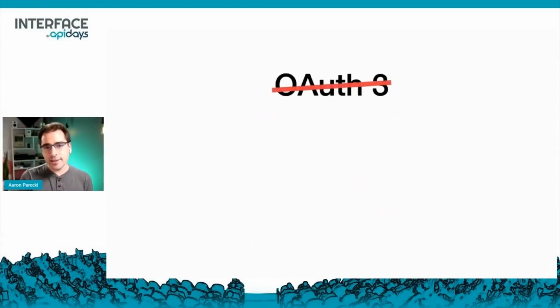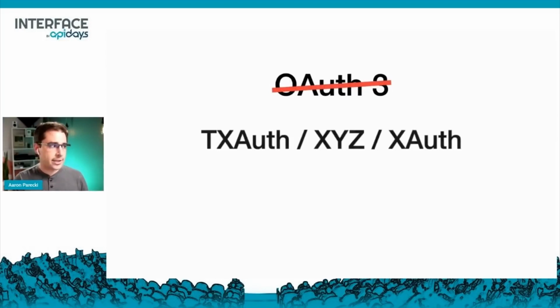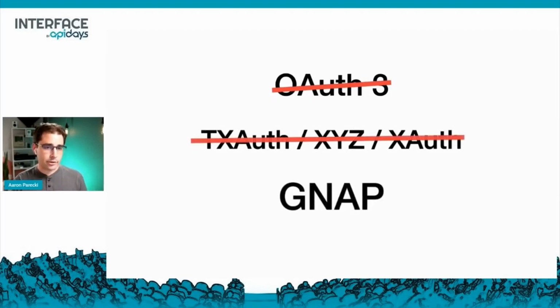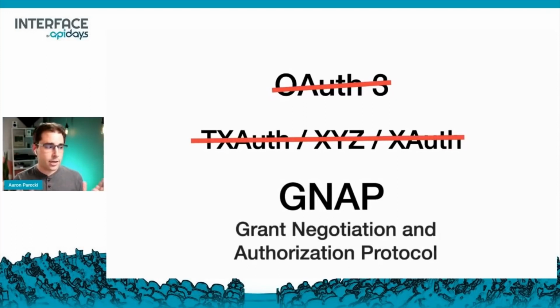There have been some efforts to do things in what could be called an OAuth 3 way. There is an effort called Transactional Auth, or OAuth XYZ, which has since been renamed. And that work is now happening in a new working group in the IETF called the Grant Negotiation and Authorization Protocol. This is a new working group. It's not the same as the OAuth working group. It's different people, but there is some overlap between the two groups.